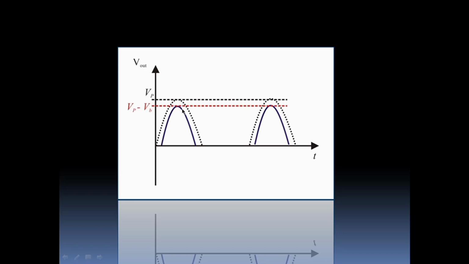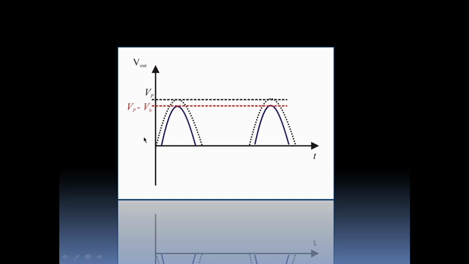This difference is negligibly small because Vb is somewhere around 0.7 or 0.3 volt, but Vp is actually greater than 300 volt, because 230 or 240 is the RMS voltage. The peak voltage is greater than that. Then this difference can be neglected.